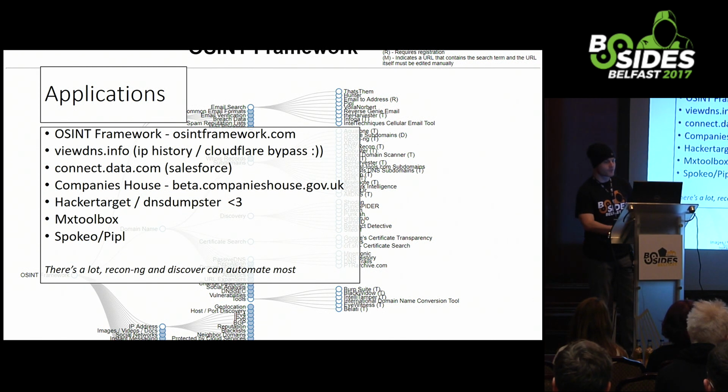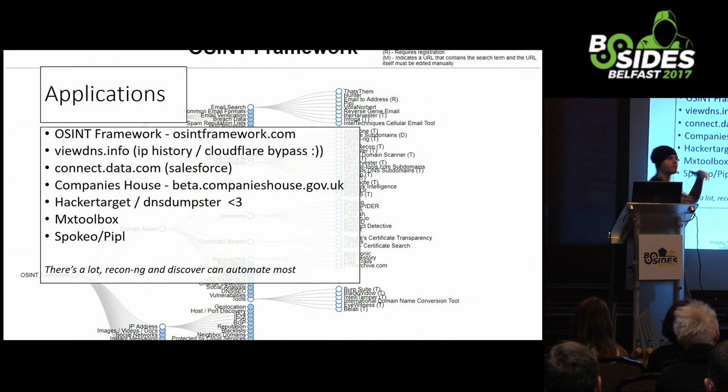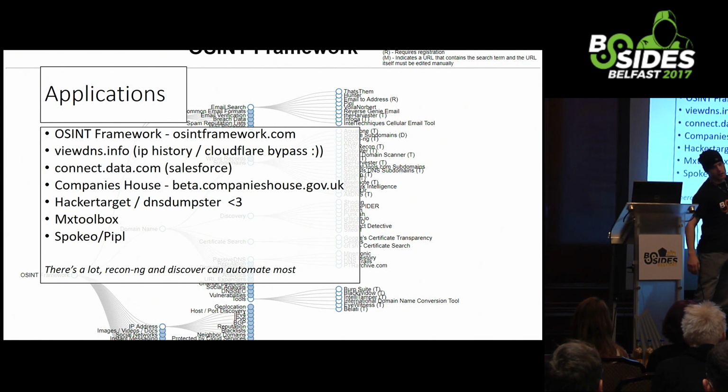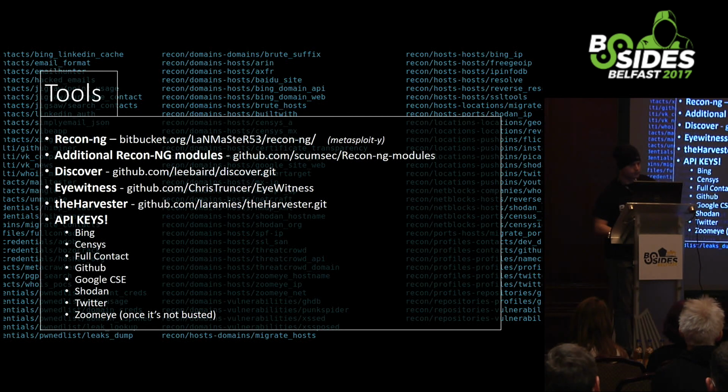Then there's connect.data.companieshouse. This is fantastic just for people stalking. This looks up every kind of company within the UK, their presidents, who the directors are, et cetera. This tells you their yearly income, so you can tell if they're kind of busted or if they're actually a really profitable company. MX Toolbox, et cetera, Spokeo for more people hunting, but that's fine. I'm not gonna go into that right now.